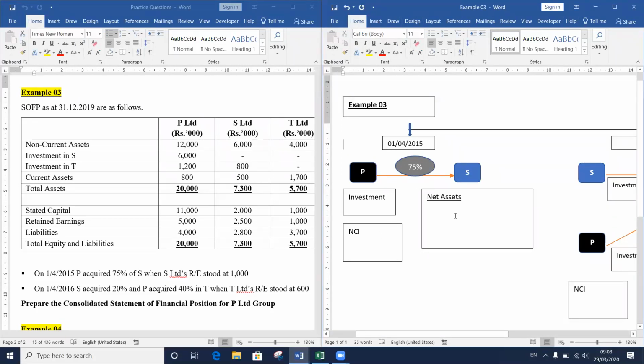So these are the other three things we should know. What is the investment amount? What is the net assets amount as at the acquisition date? And what should be the NCI value? Right? Can anyone tell me what is the investment value?